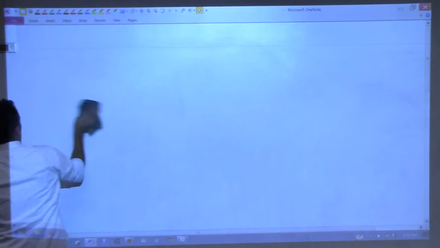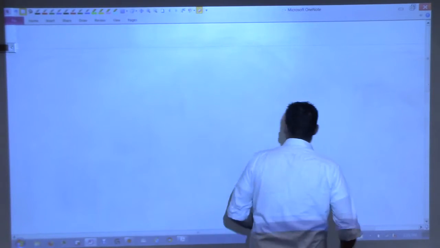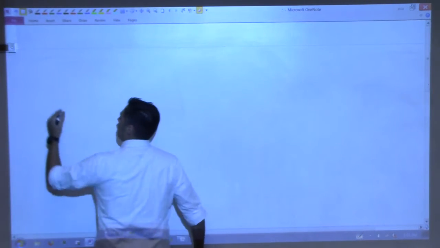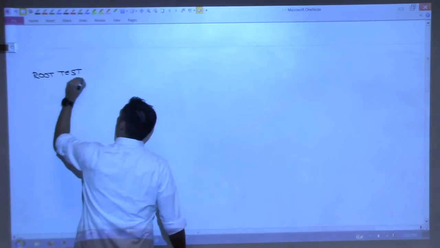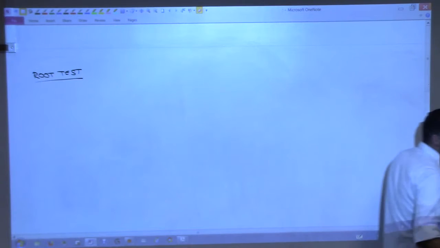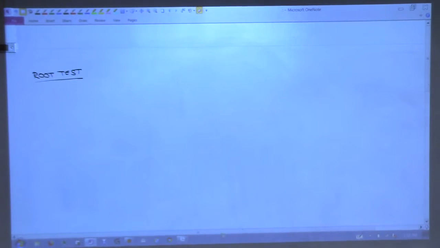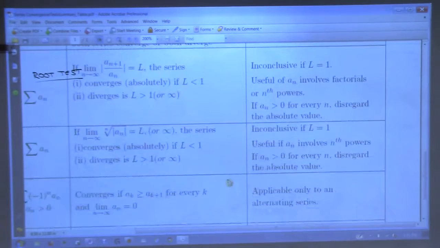All right, but we continue. Last test out of this section, root test. Now the root test we don't use very often. It's actually not going to come up that much at all. We just need to at least talk about it because it's on your list.